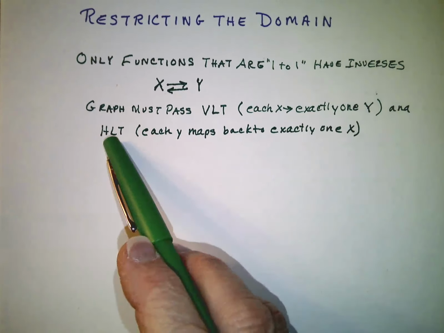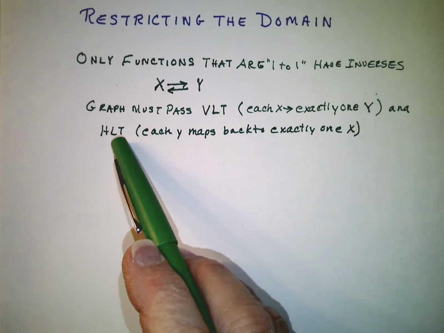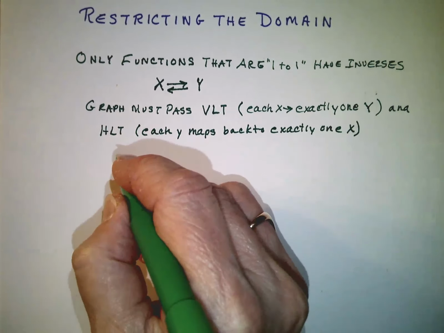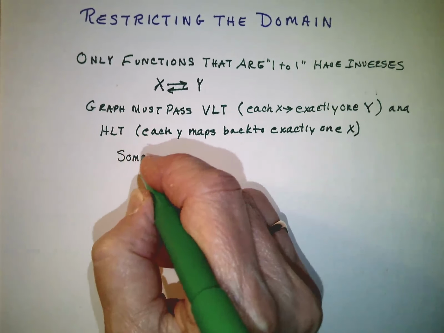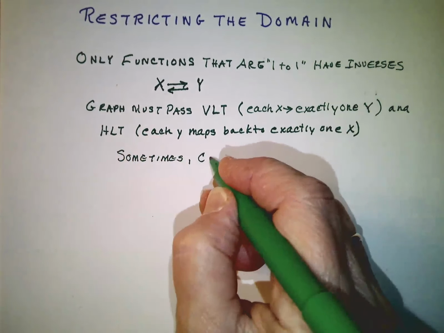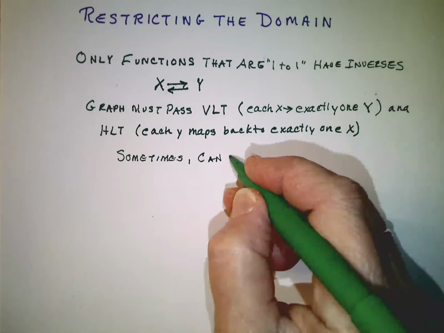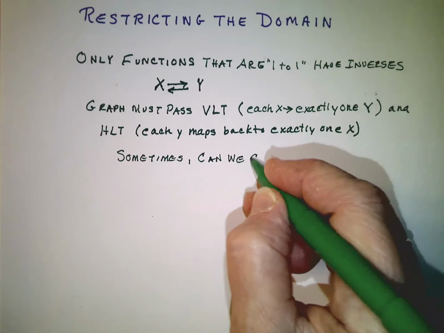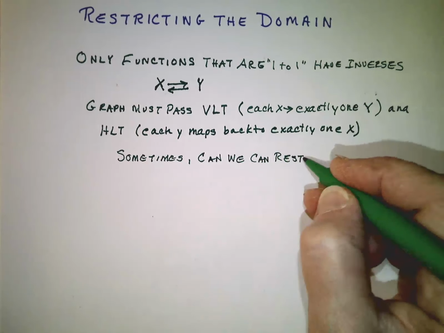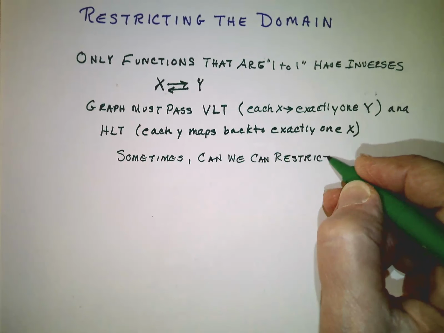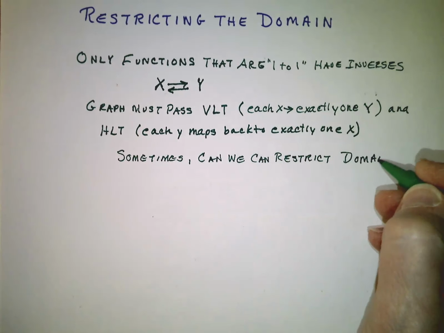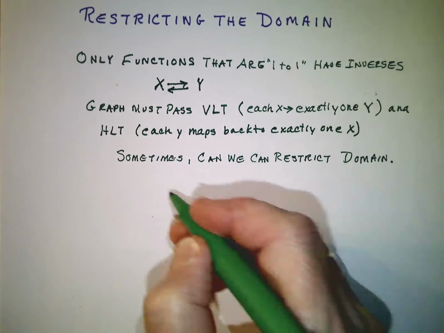If a graph cannot pass both the horizontal and vertical line test, sometimes we can make adjustments by restricting the domain. Doesn't always work, but it did in the case of the parabola. If we took the basic old y equals x squared function, that does not pass the horizontal line test. The inverse does not exist.